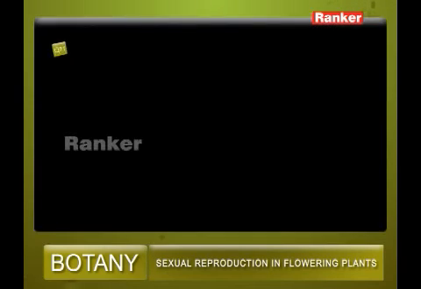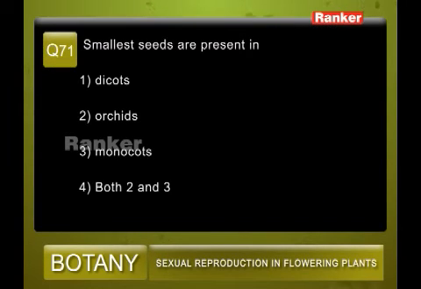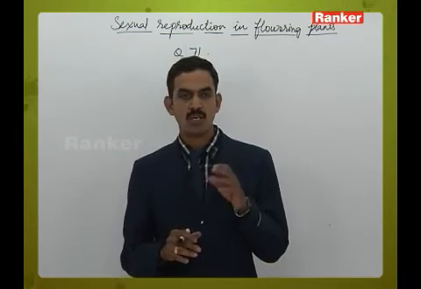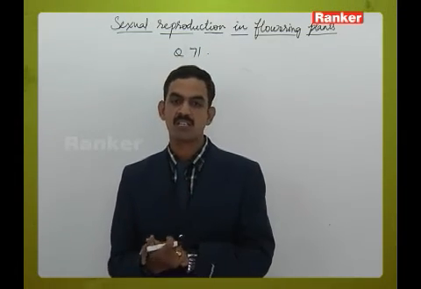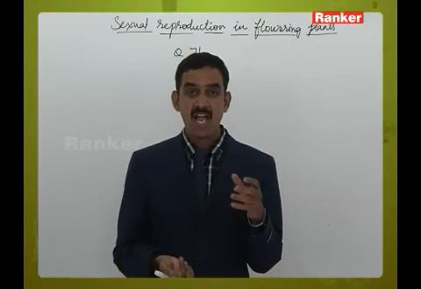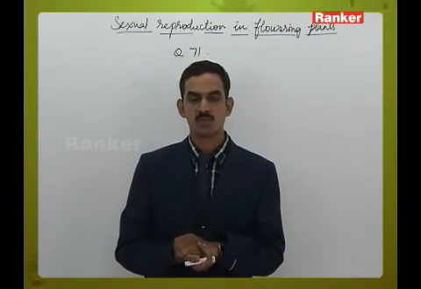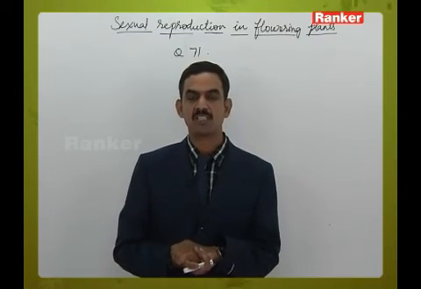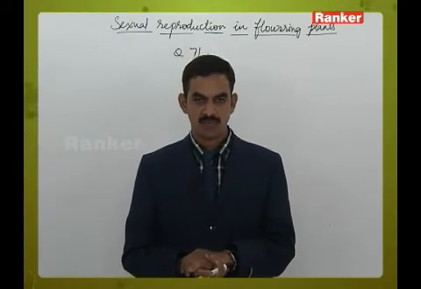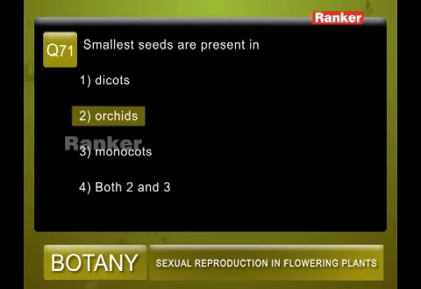Question number 71, smallest seeds are present in: options: 1 dicots, 2 orchids, 3 monocots, 4 both 2 and 3. Okay, in the entire plant kingdom, particularly when you talk about angiospermic plants, the smallest seeds are present in orchids, whose weight is very less and the size is also very small. And these are the plants with the highest number of seeds which are produced from the fruit. So smallest seeds are present in orchids. Question number 71, the correct answer is 2.